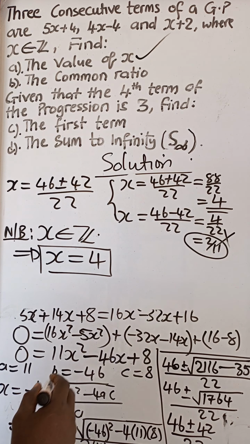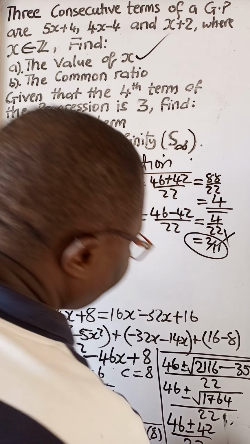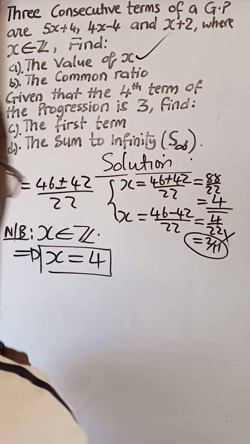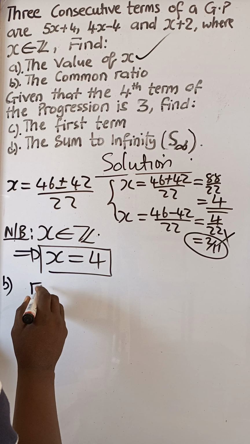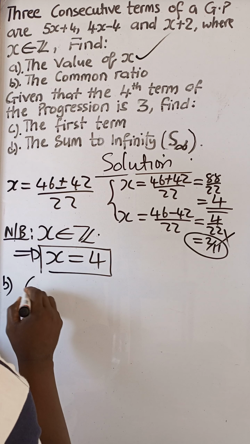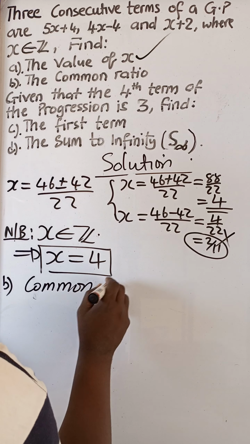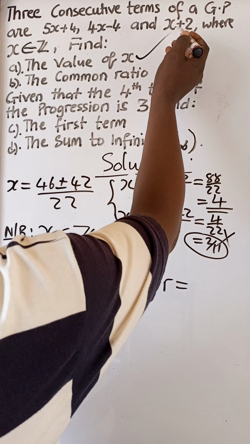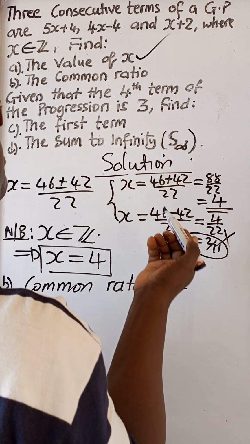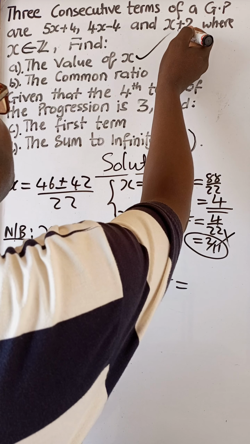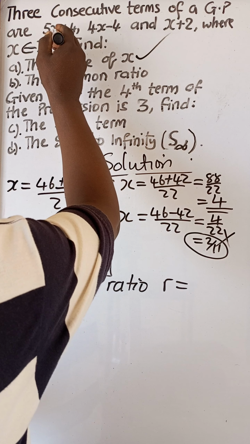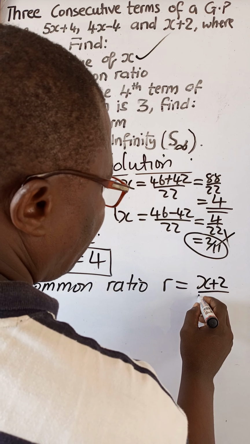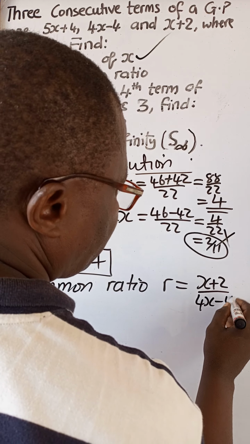Now, the second part says find the common ratio. How do we get the common ratio? The common ratio is given by any higher term divided by the term immediately preceding it. So we can take this all over this, or we can take this divided by that. We will have the same value. So here we'll say x plus 2 all over 4x minus 4.